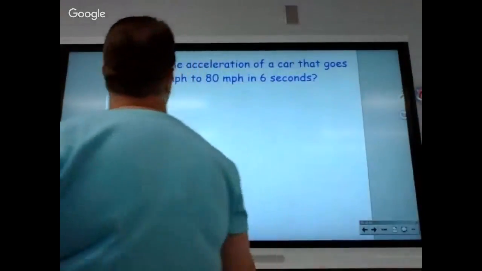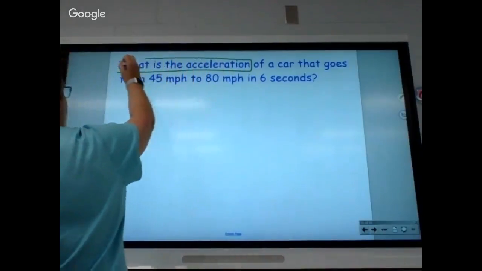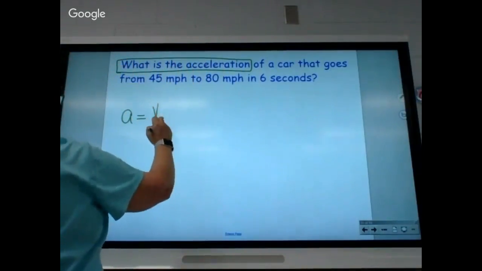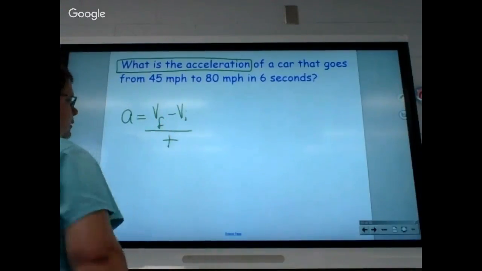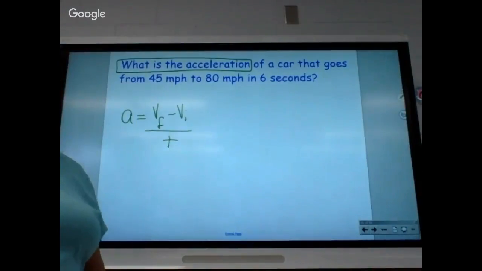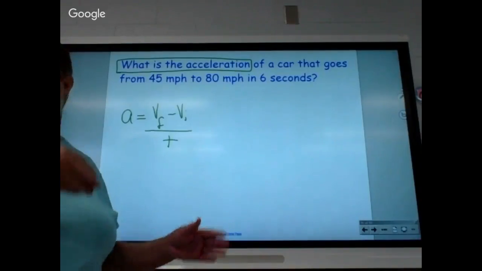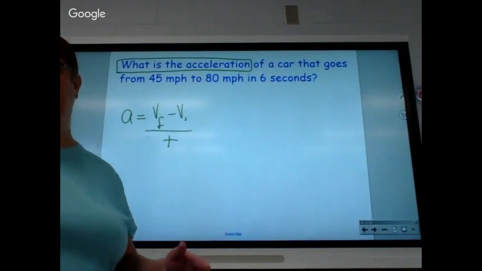All right, so we want to find acceleration, okay? The question says, what is the acceleration? So A equals, and I'll just write VF minus VI over T, just because that's the formula. But again, if the question does not give two V's, do you have to subtract? No, you just write the one velocity it gives you on top, okay? Not all questions will give you two velocities.